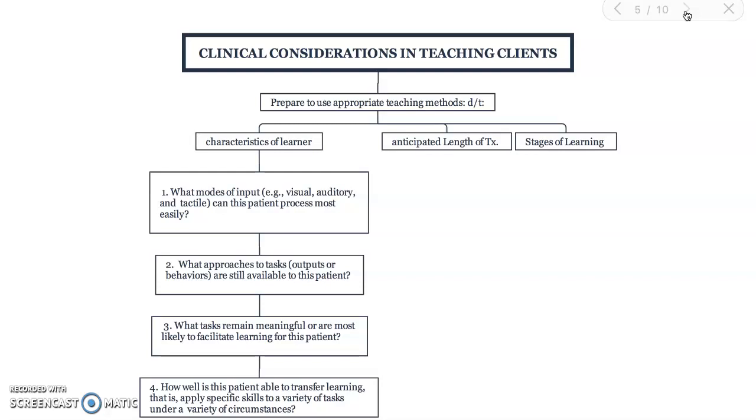Clinical considerations in teaching clients. You want to be aware of the characteristics of the learner so you can know what modes of input to use, what approaches to apply, as well as what tasks remain meaningful or are most likely to facilitate learning for the patient, as well as how learning can be transferred to other environments, circumstances, and situations. You also want to anticipate the length of the treatment session and the stages of learning.